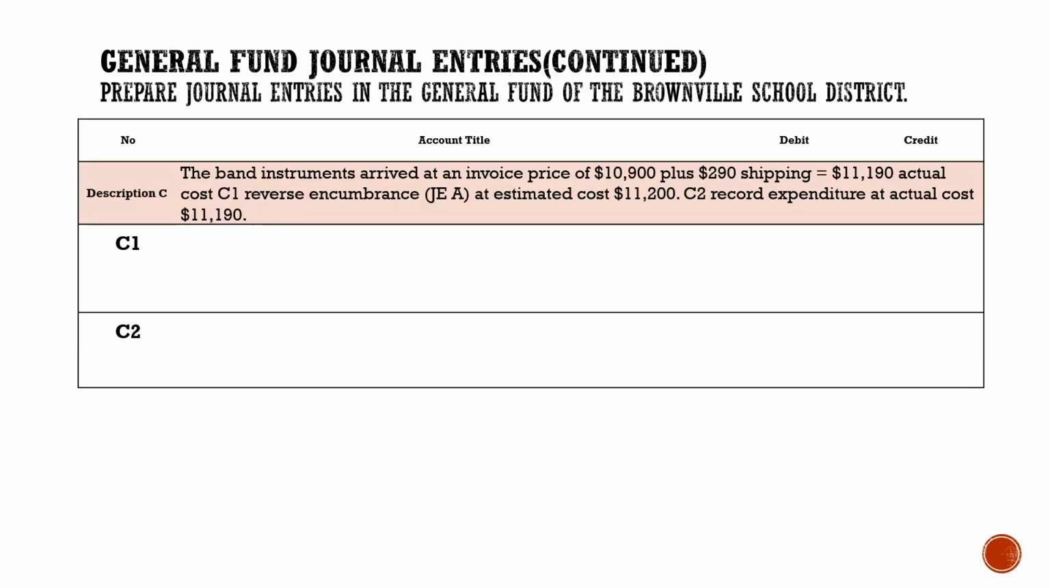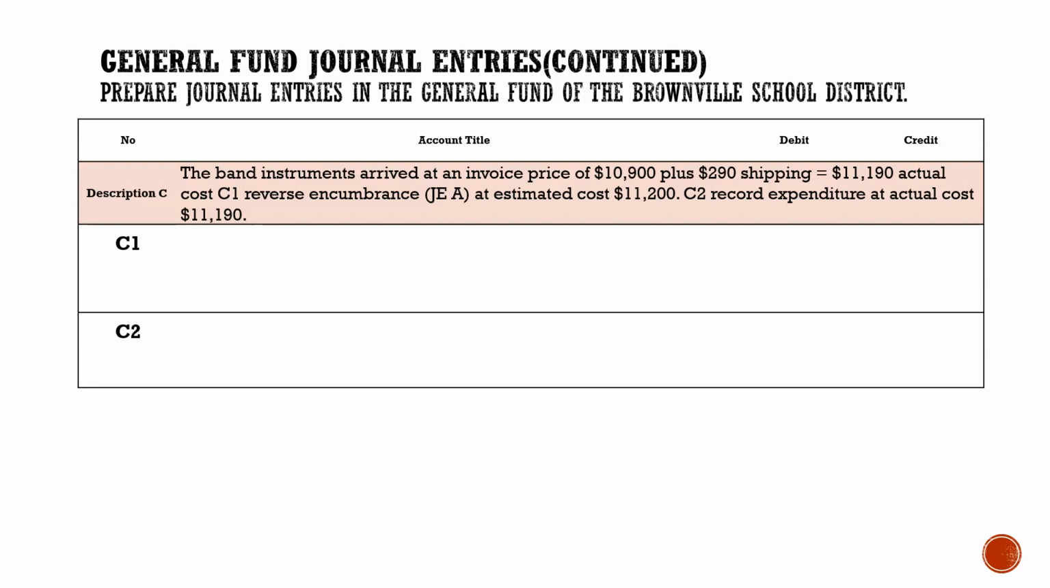So journal entry 3 tells us that band instruments arrived with an invoice price of $10,900 plus $290 in shipping. We'll just add those together. That's the total cost, $11,190. So journal entry C1, we're just going to reverse that encumbrance. We're going to unencumber the money from journal entry 1 or description A, but we need to unencumber it at the estimated cost.